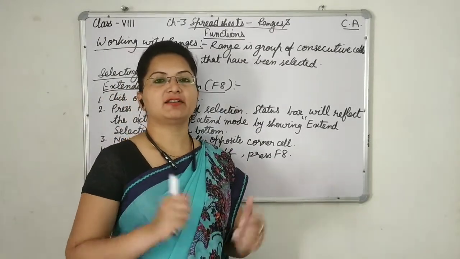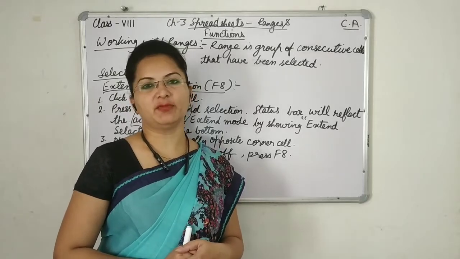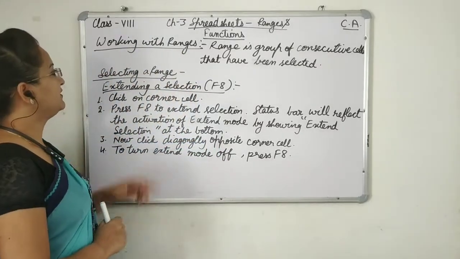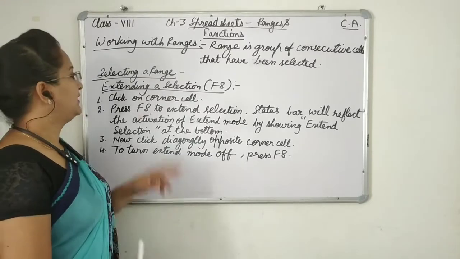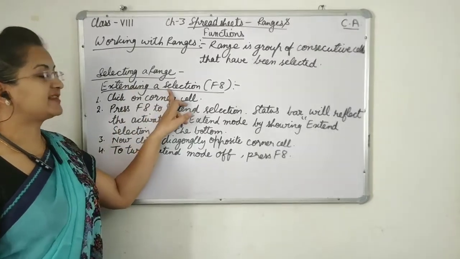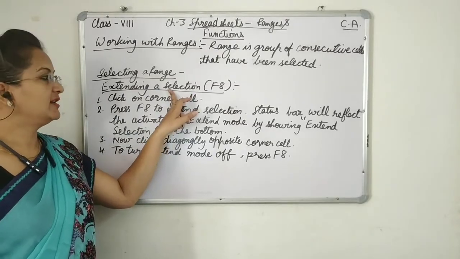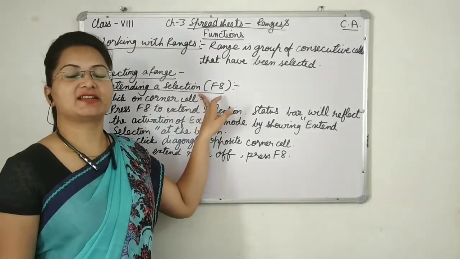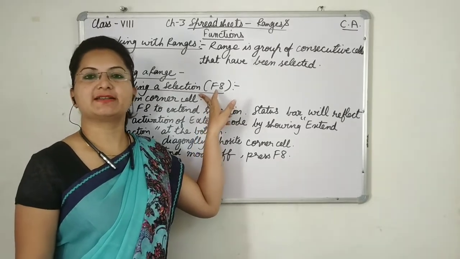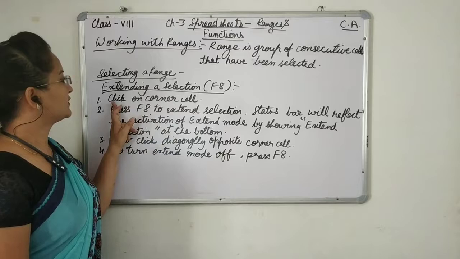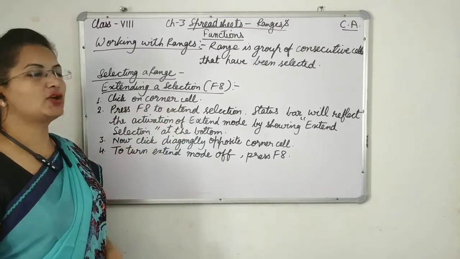But there are so many options apart from using the mouse. So here, first of all, selecting the range. We will study how to select the range. Now there is one method, extending a selection. This method is known as extending the selection, and this can be done with the help of the function key F8. First of all you have to click on the corner cell.